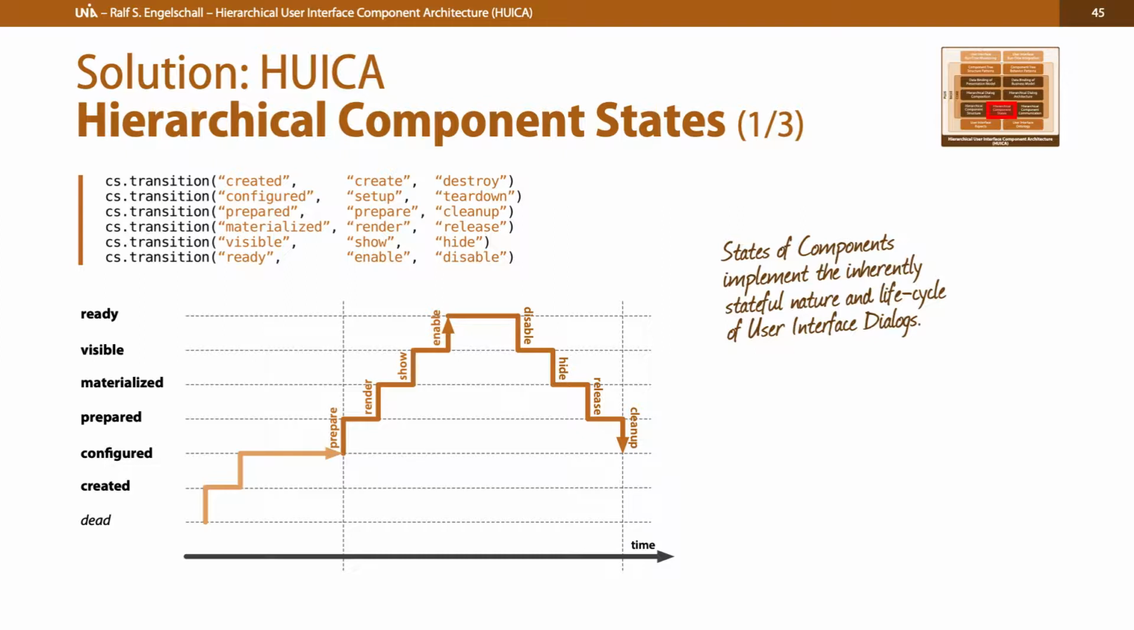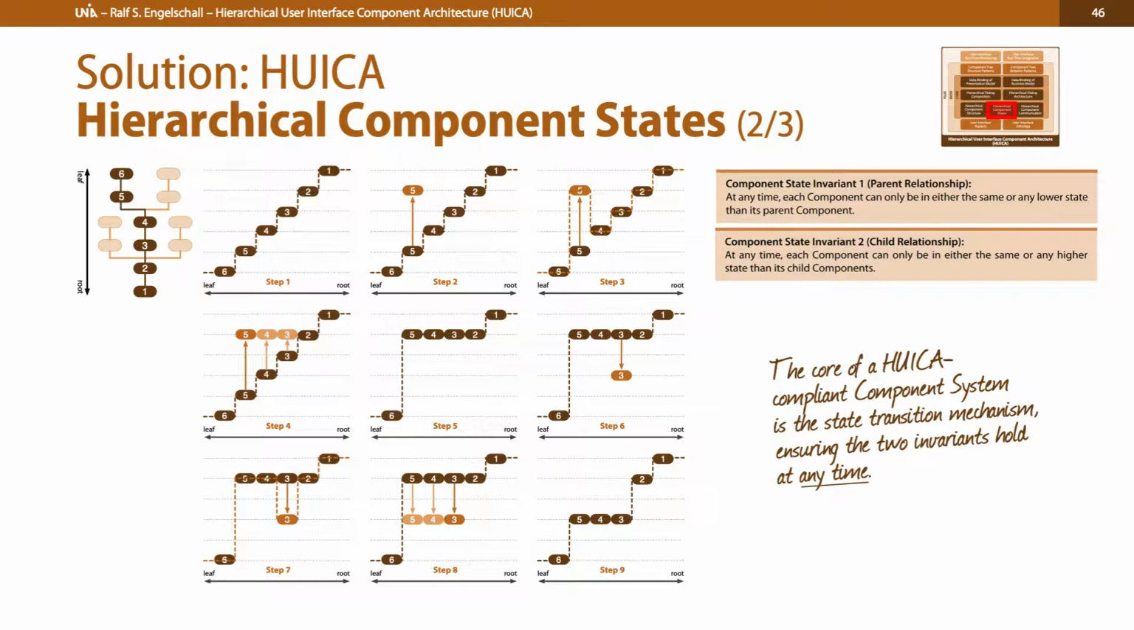The life cycle of a component over time, here at the bottom from left to right, consists of just state transitions. The component is first created, then configured, then it goes to prepared, materialized, visible, ready, and later back again to perhaps visible, materialized, prepared, and configured. HUICA now states that there are two important invariants on component states, which a component system like component.js, which implements HUICA, has to ensure at any time.